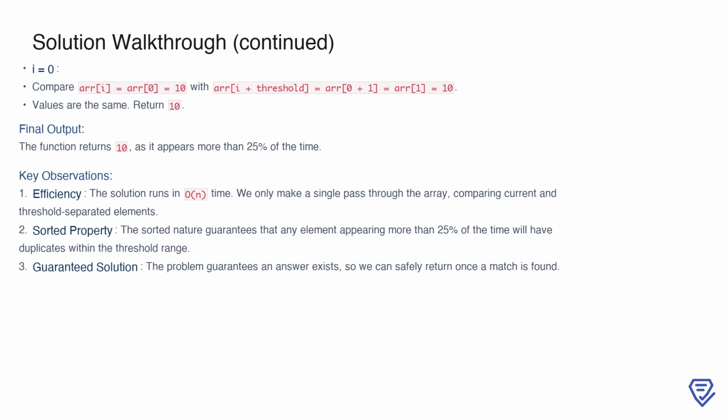This example highlights how the sorted property of the array ensures that any qualifying element will appear consecutively within the threshold range, allowing us to find the solution in a single pass. The algorithm runs in O(n) time complexity, as it only makes one pass through the array, and the problem guarantees a solution exists, so we can confidently stop as soon as we find the match. This makes the method both efficient and reliable, leveraging the sorted nature of the input to simplify the search process.